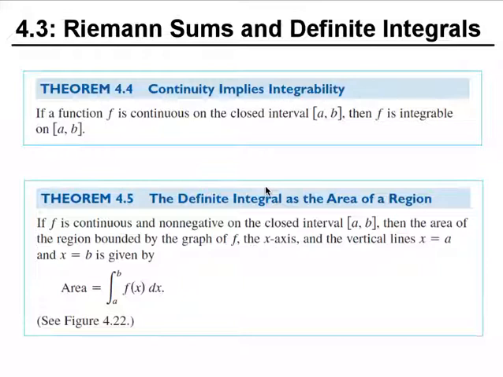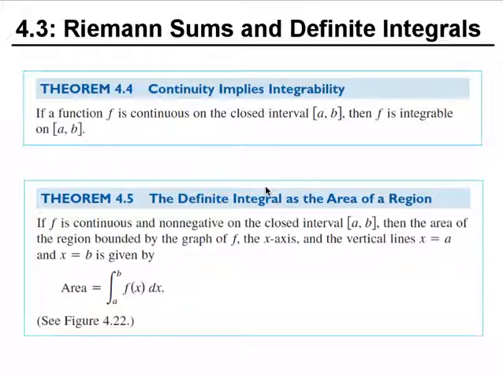Okay, so first of all, the definite integral as the area of a region, theorem 4.5. If f is continuous and non-negative on the closed interval, then the area of the region bounded by the graph of f, the x-axis, and the vertical lines x equals a and x equals b is given by this formula. Area equals the integral of f of x dx from a to b. Okay, a is less than b, by the way, at least in this example.